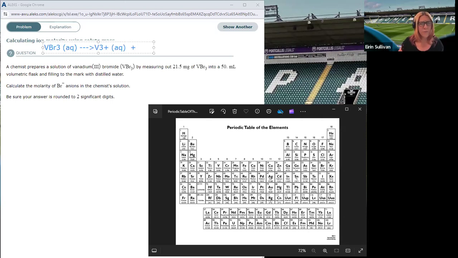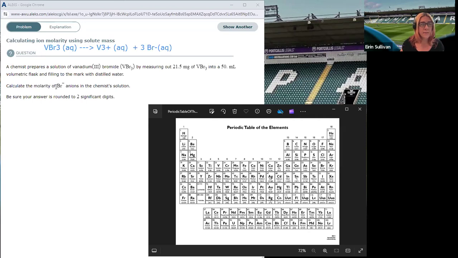How did I work that out? Because there's 3 bromide ions and bromine has a -1 charge, so it has to be vanadium 3+, right? We already covered this. And then that is going to yield 3 bromide ions, aq. So this is what we really have in that solution. So always write out a balanced chemical equation first.